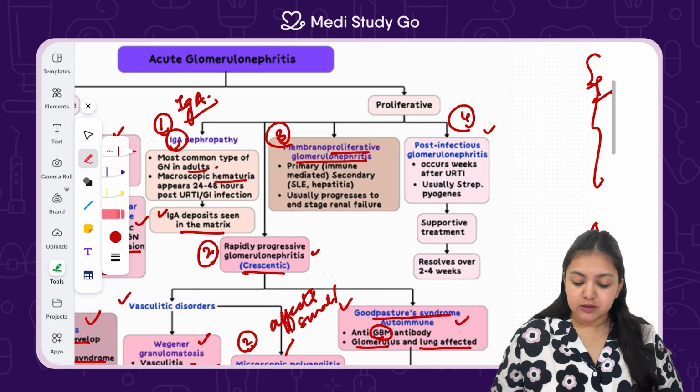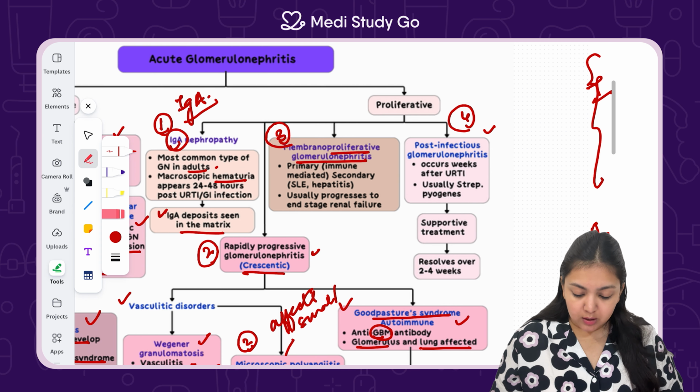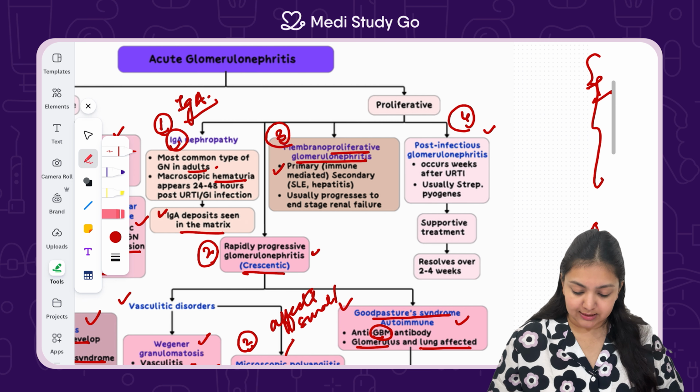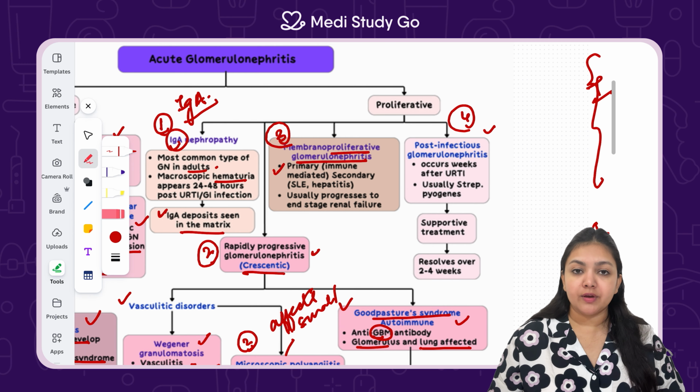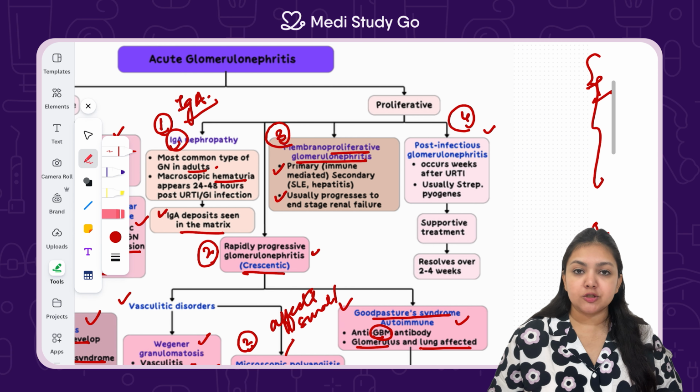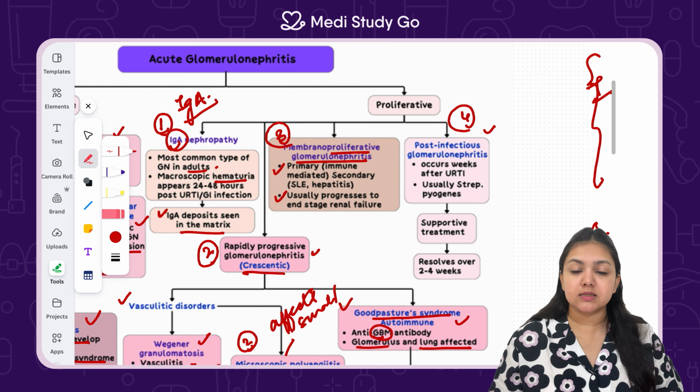Coming to the main categories of proliferative glomerulonephritis, the third one is membranoproliferative, wherein primary and secondary diseases like immune-mediated ones, SLE and hepatitis can be the cause, with inflammation happening all over the body. It usually progresses to end-stage renal disease because mostly the disease is in some other organ. The immune response is already hampered, so it is going to affect all the organs and multi-system failure is going to be there.